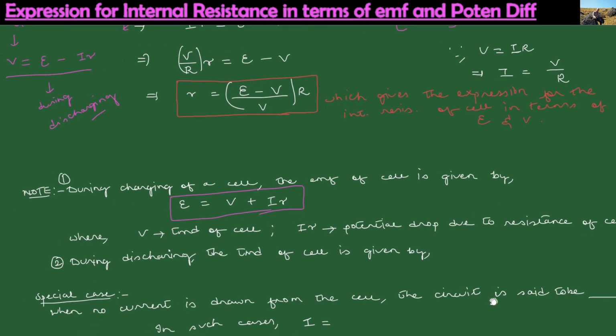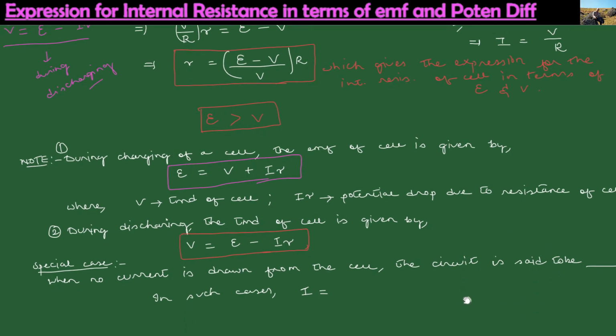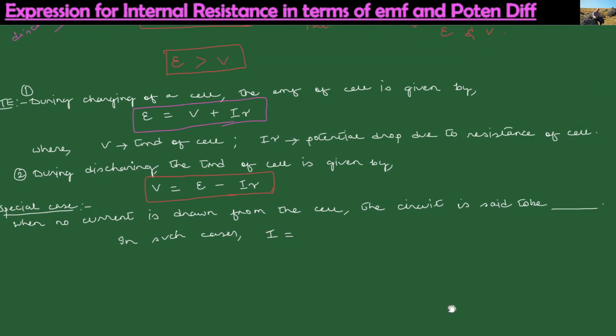Another important point is that during discharging, this is the expression: the terminal potential difference V is equal to the EMF of the cell minus the potential drop due to the resistance of the cell. So keep in mind that the EMF E of the cell is always greater than the terminal potential difference V of the cell when the cell is in a closed circuit, or when current is flowing in the cell.